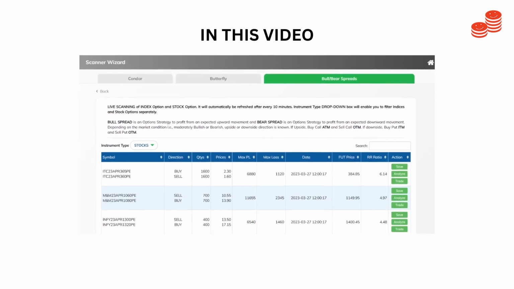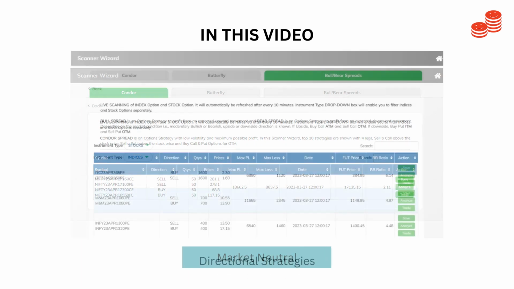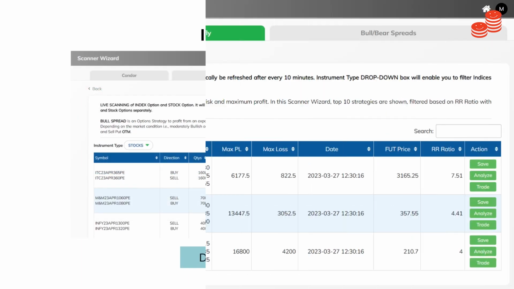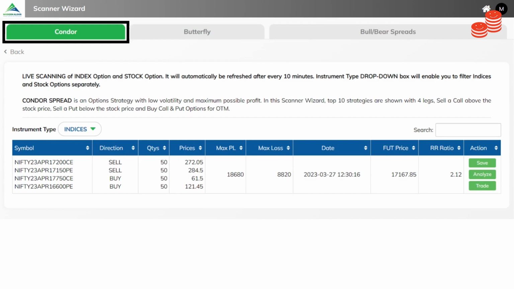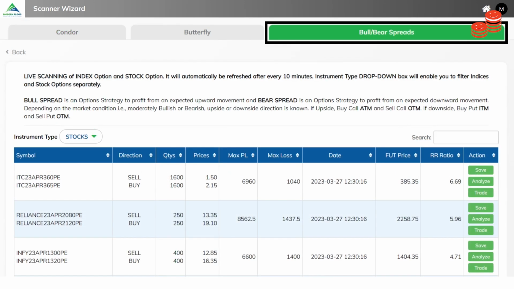In this video, we are going to discuss how to use Scanner Wizard to find market neutral and directional strategies with ease. The Scanner Wizard scans the market at a go and displays it on a single page, showcasing market neutral strategies like butterfly and condor, as well as directional strategies like bull or bear throughout the day.